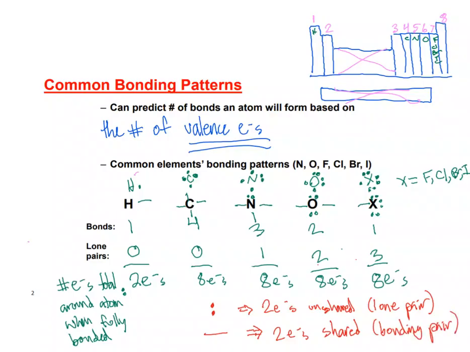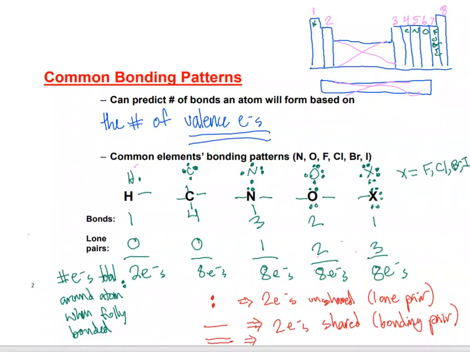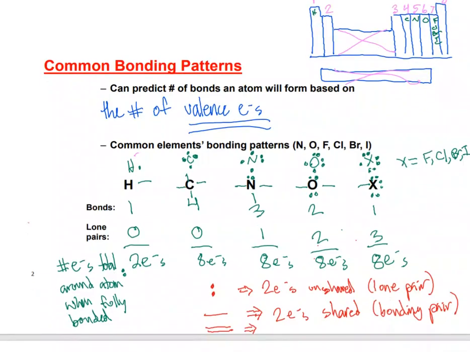Okay, what about if we have 2 lines? So 2 lines like this. Well, that represents 4 electrons being shared. Remember that every line represents 2 electrons being shared. And so if we have 2 lines, then that would represent 4 electrons being shared. If we have 3 lines, that would represent 6 electrons being shared.